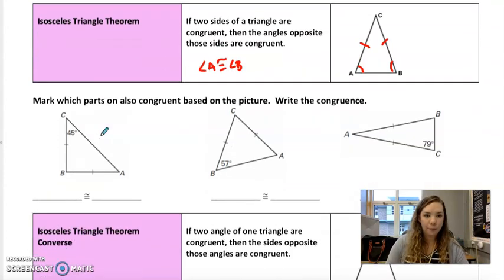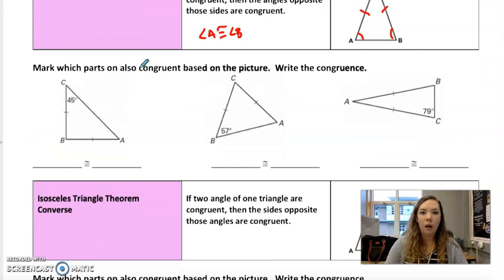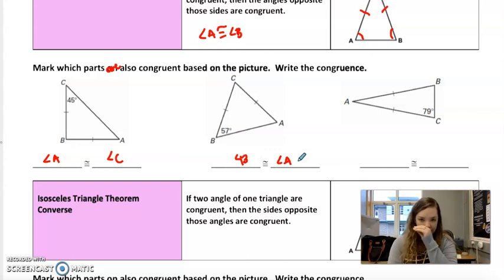Mark which parts are also congruent based on the picture. Write the congruence. So they give us these two sides, so that also means that angle A is congruent to angle C. And again, they mark these two sides. That means angle B is congruent to angle A. And then here they marked these two sides, so angle C is congruent to angle B. So these base angles have to be the same.